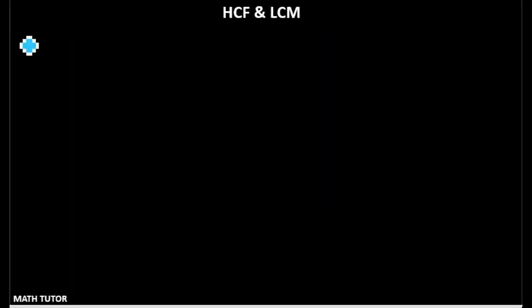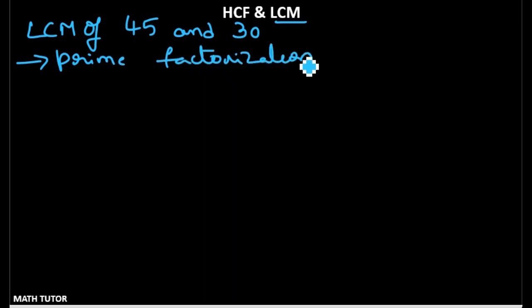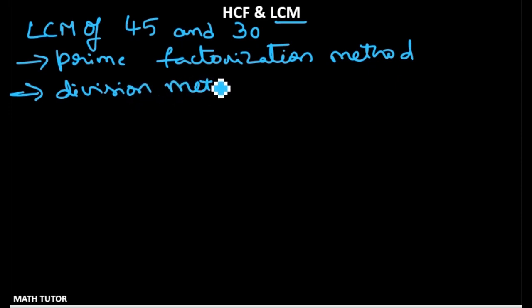Now let's find out the LCM of 45 and 30. We already know what is LCM, right? In LCM also there are two methods. One is the prime factorization method. The second one is the division method. Okay. Prime factors. If I start writing prime factors, I have to write multiples of 45. So what are the multiples of 45?